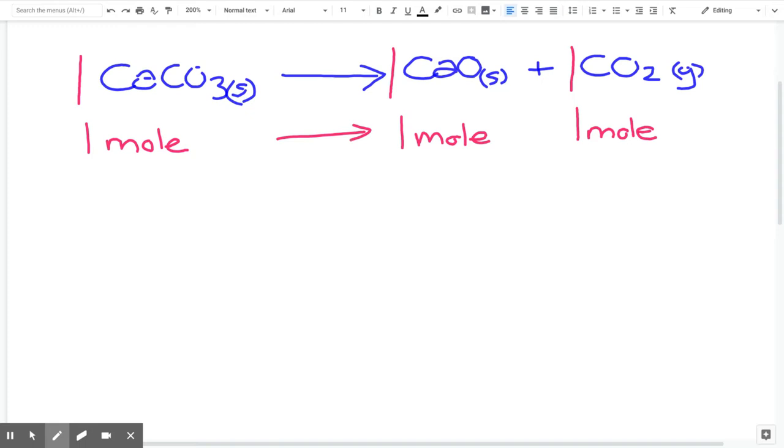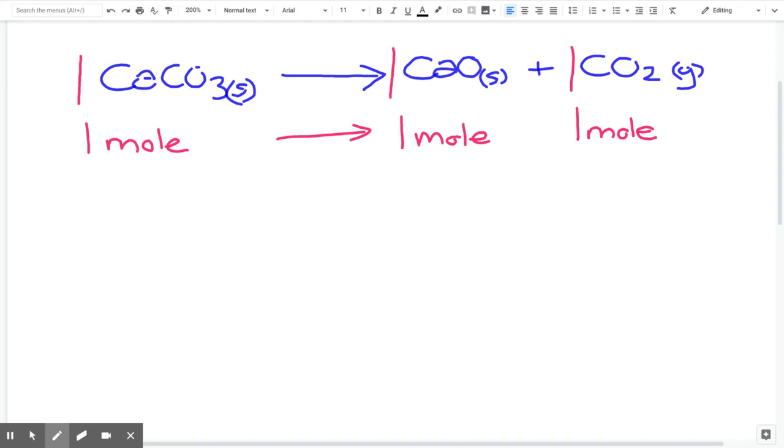And that's what the balancing numbers tell us. Again, 1 mole of calcium carbonate generates 1 mole of calcium oxide and 1 mole of carbon dioxide. It cannot generate any more than that. Okay, law of conservation of mass, etc.